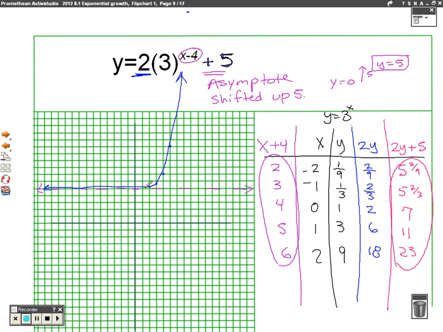I graph them. I make sure that my graph does not go below the axis of symmetry, the asymptote. So the asymptote you want to draw as a dashed line and label y equals 5 is my asymptote. And then you're good to go. All right. And that was what you missed if you missed class.